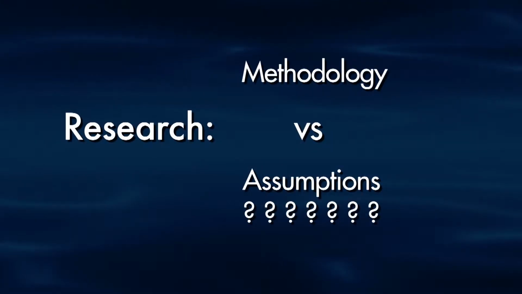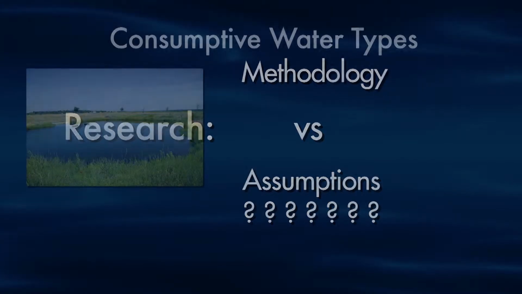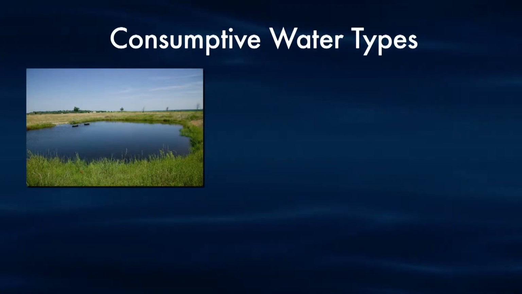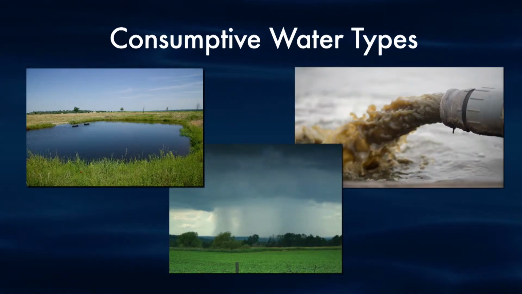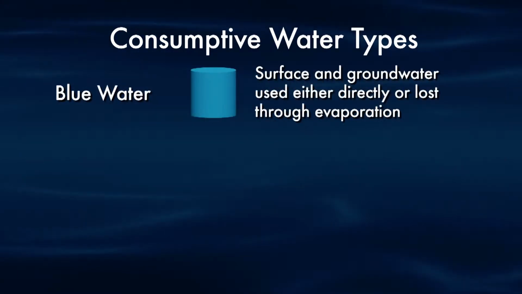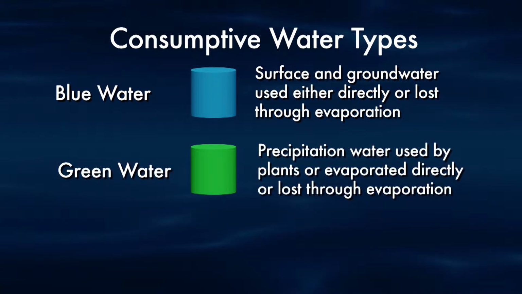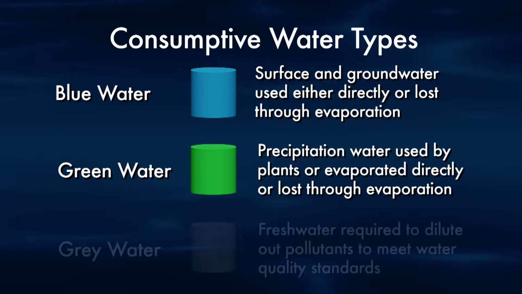The range depends upon the methodology and assumptions made by researchers, such as the types of water that are considered in the footprint analysis. You may wonder what is meant by types of water. These are classifications of different consumptive water uses. There are three main types of water that can be considered in a water footprint, and those are blue, green, and gray water.